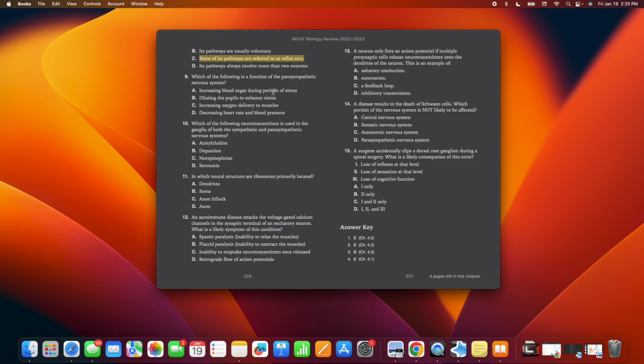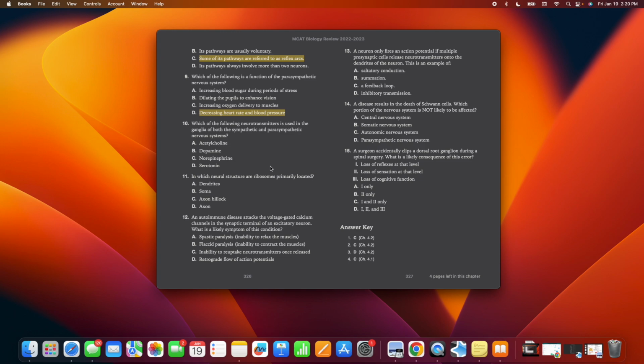Yep. Which of the following is a function of the parasympathetic nervous system? Increasing blood sugar during periods of stress? No. Dilating the pupils? No, that's sympathetic to enhance vision. Increasing oxygen delivery to muscles? No, I think that's also sympathetic. Decreasing heart rate and blood pressure. That's about it. Which of the following neurotransmitters is used in the ganglia of both the sympathetic and parasympathetic nervous systems?